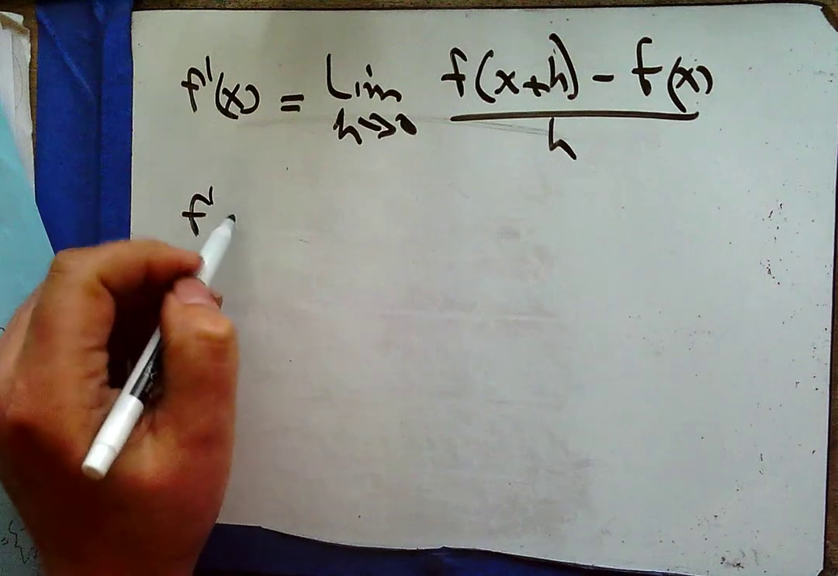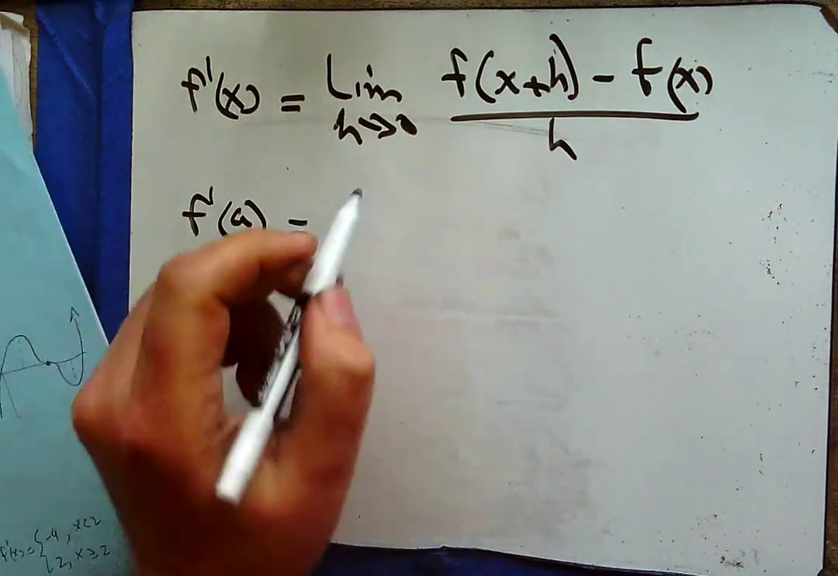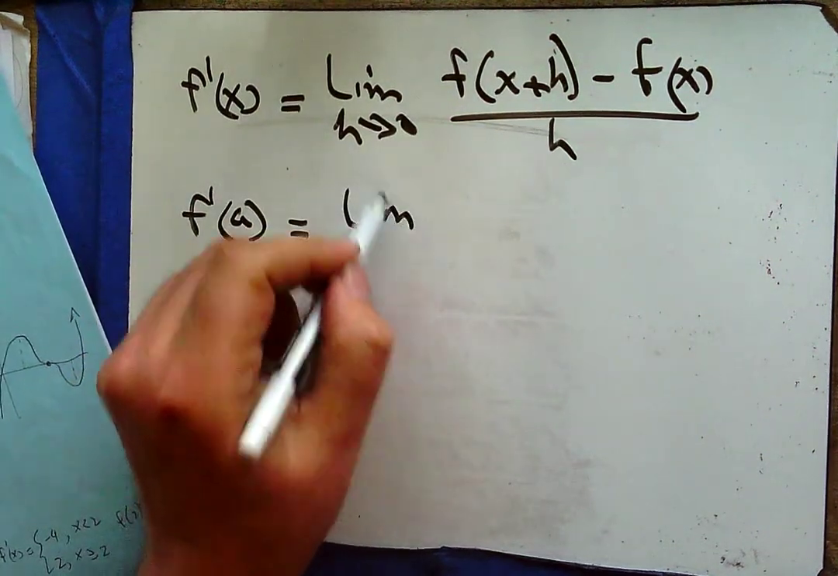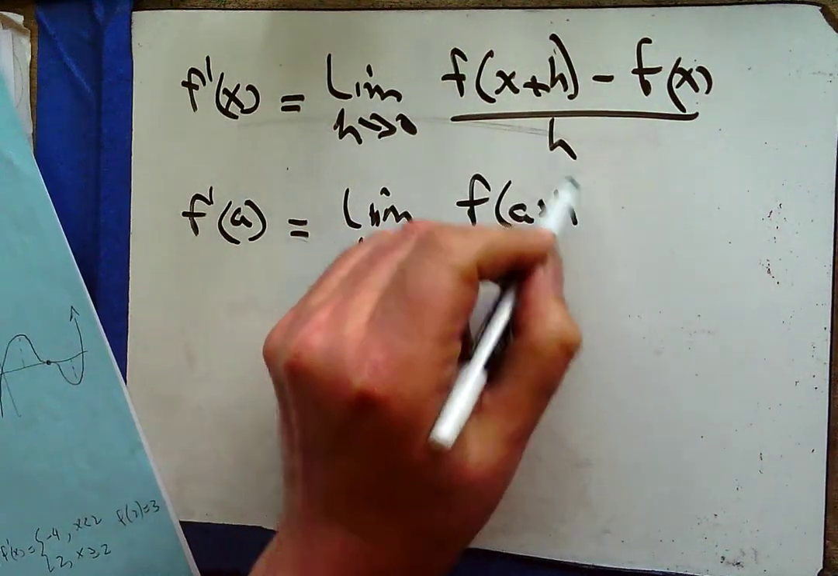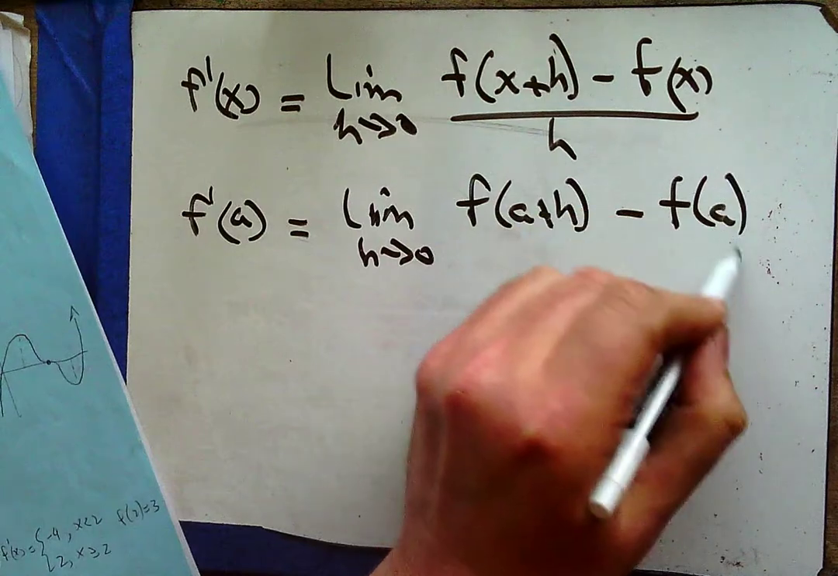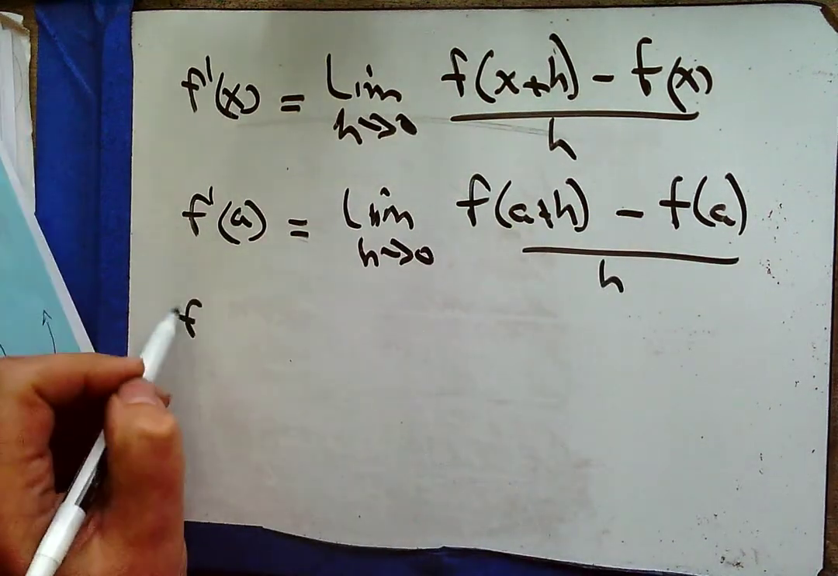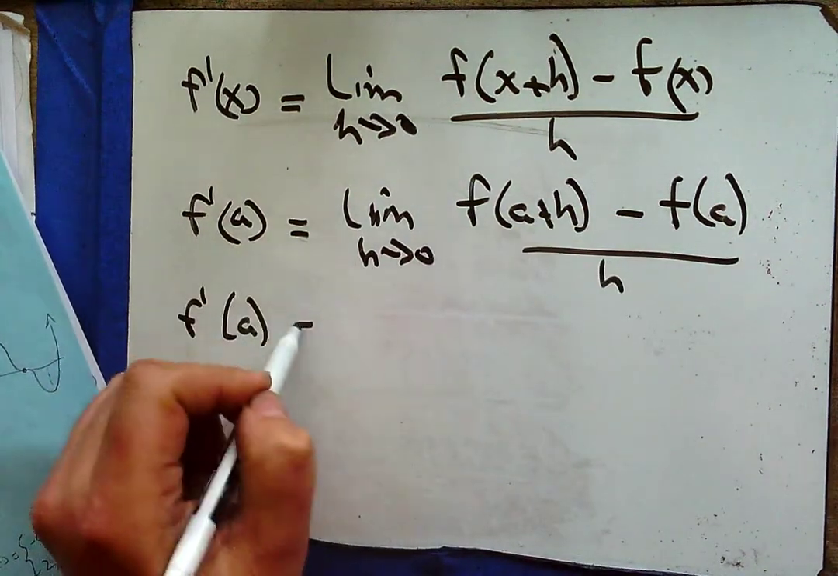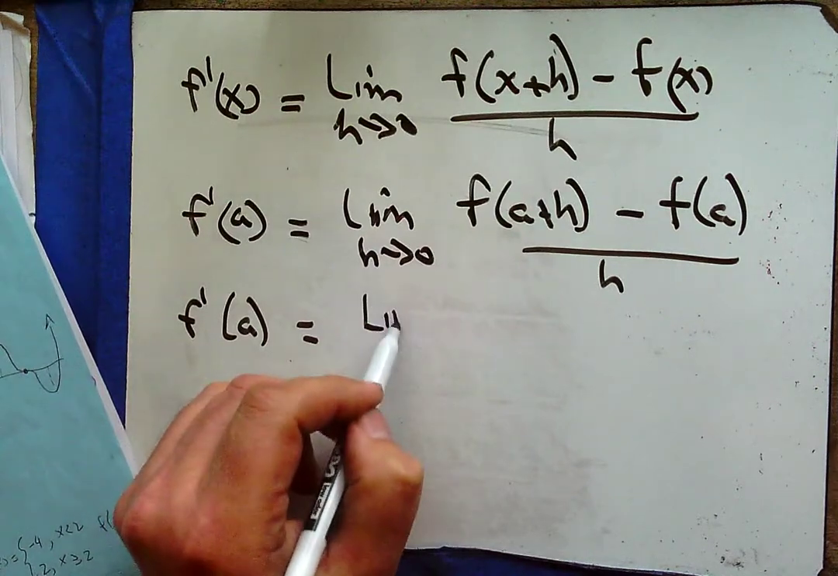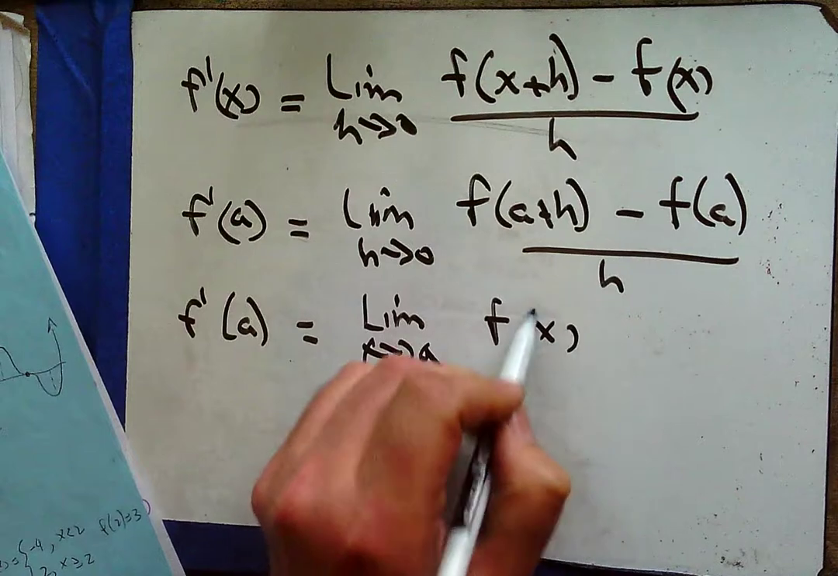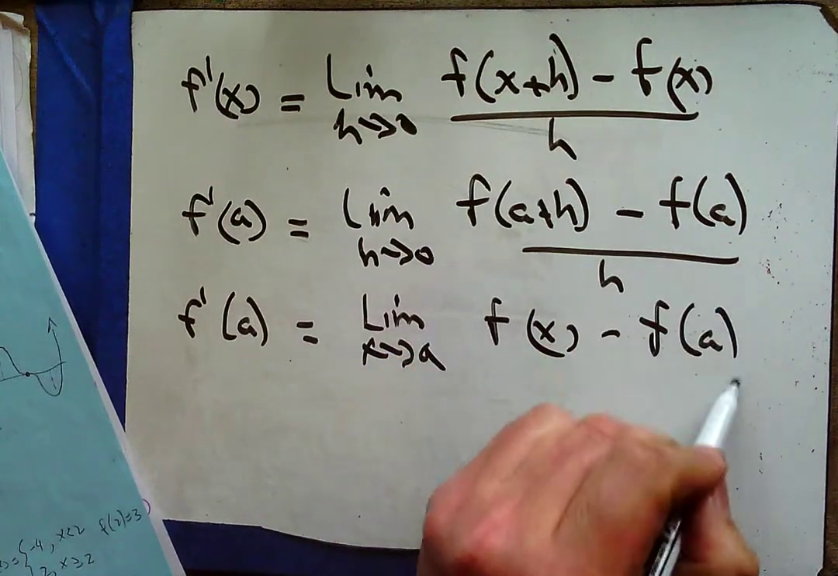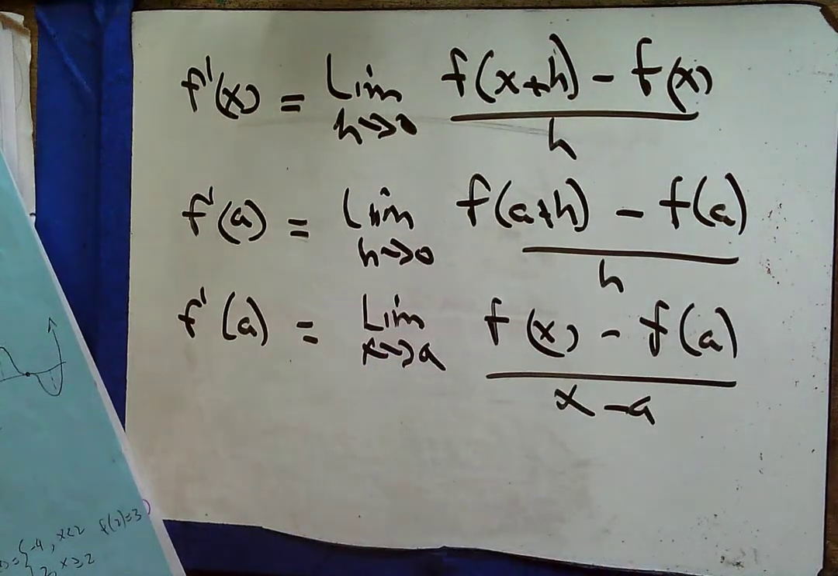But maybe we want to know f prime at some point. And so then we would have the limit as h heads to 0 of f of a plus h minus f of a over h. Or we could use that other limit definition of the derivative at a point and say the limit as x approaches a of f of x minus f of a over x minus a.